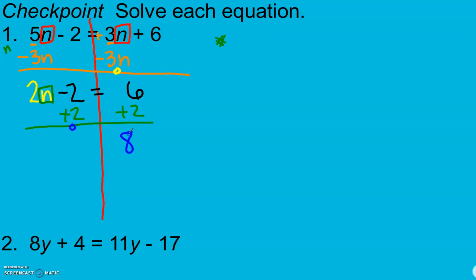6 plus 2 gives me 8. These are still equivalent since I did the same thing to both sides, and I didn't change my 2n there. Now, n is being multiplied by 2, I get rid of it by dividing. And I get n equals 4.